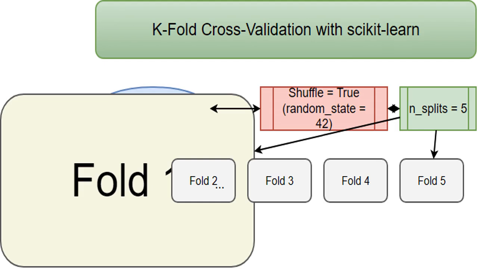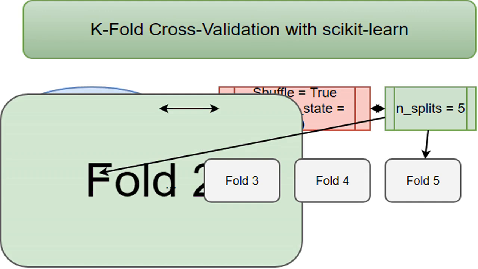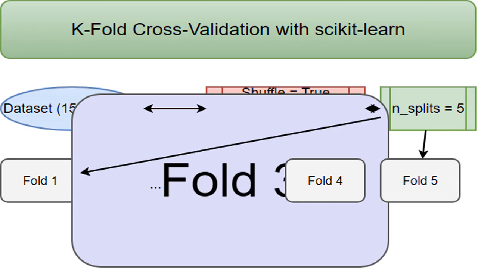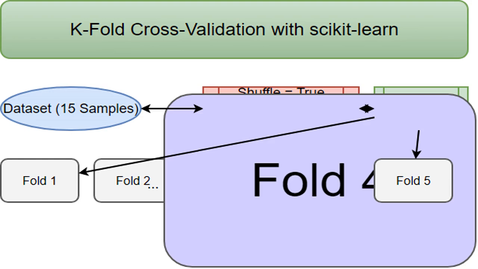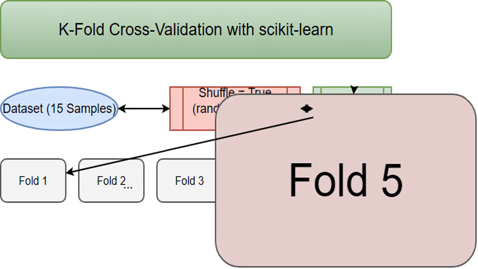This is the first of my 5 folds. It contains a subset of my 15 samples. The second fold, another subset of my 15 samples, independent from fold 1. The third fold, containing a different subset of my data. The fourth fold, another subset. The fifth and final fold, containing the remaining samples.